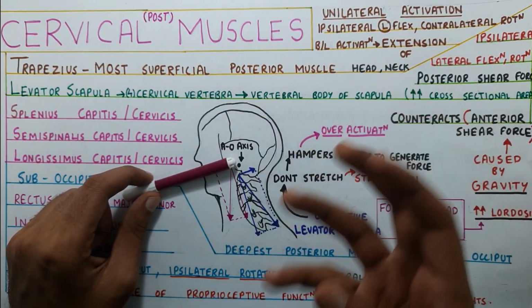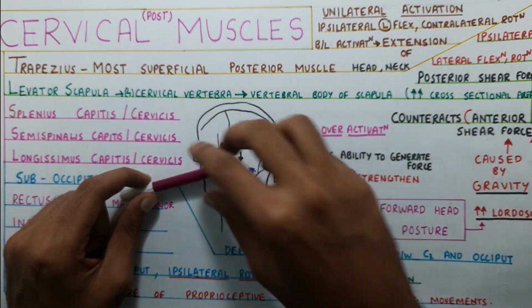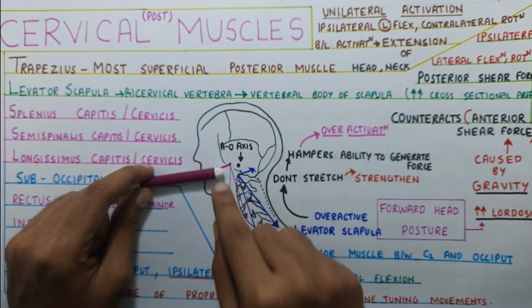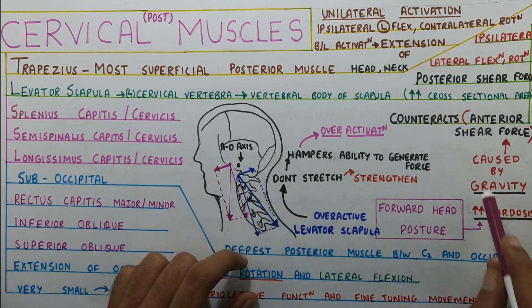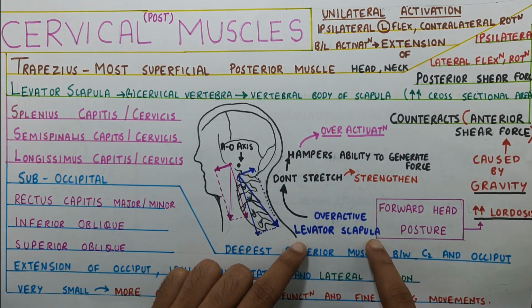If you are not clear with the concept of vectors, you can check out my video on that too. I made a video on that. So this is the anterior shear force of the gravity, which is countered by your posterior shear force that is created by your levator scapulae.